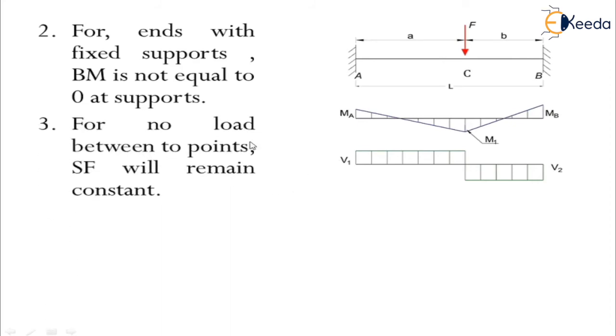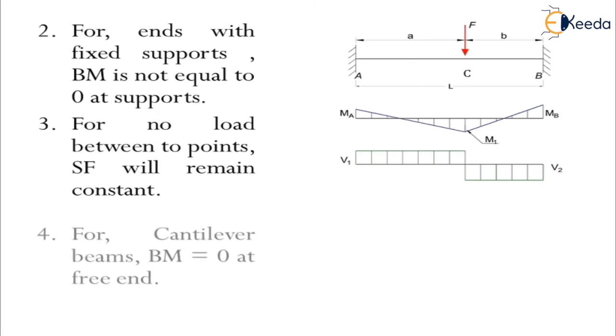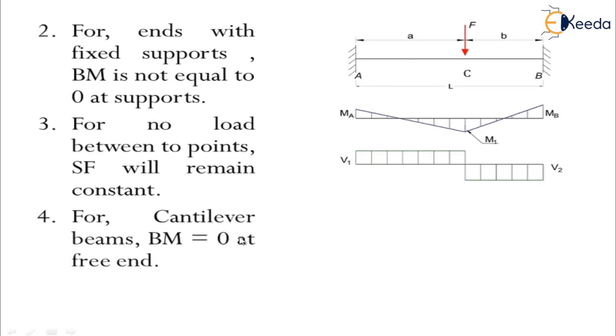For no load condition between 2 points, shear force will remain constant. Now from this diagram you can see between point A and C there is no load. Thus the shear force is a straight line and it remains constant. It changes at point C where there is load, and then again it remains constant since there is no load between C and B. For cantilever beams, bending moment is zero at free ends.